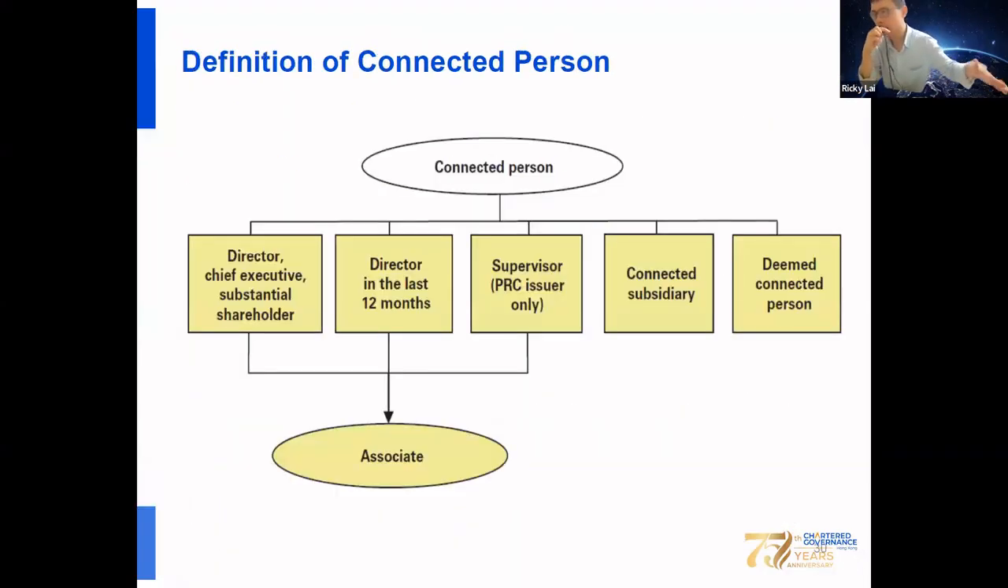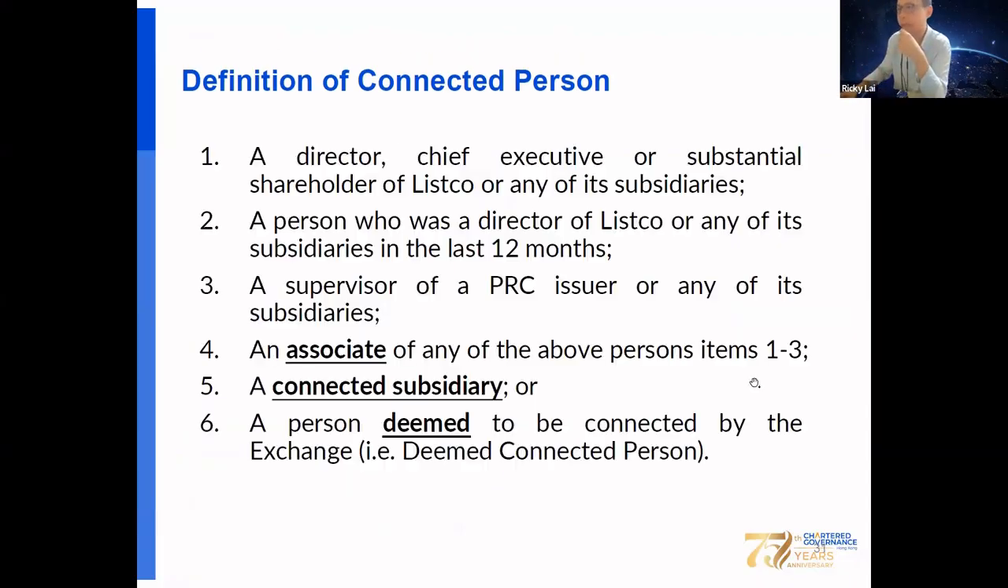And you should know who are connected persons, and there are 6 types of connected persons, including the directors, chief executive, or substantial shareholders, that is, 10% or more of the voting power at the general meeting. Or any person who was a director within the last 12 months, that is, the former directors. For PRC issuers, that is, the supervisors.